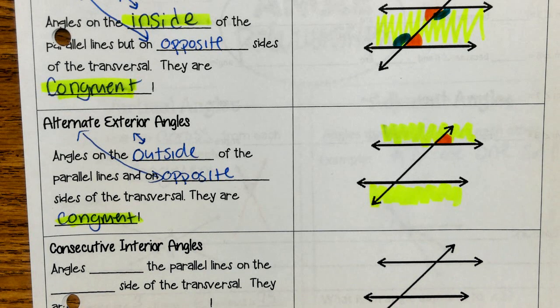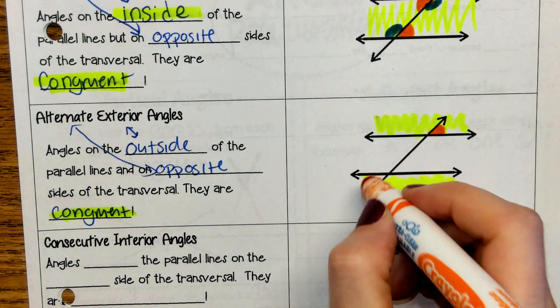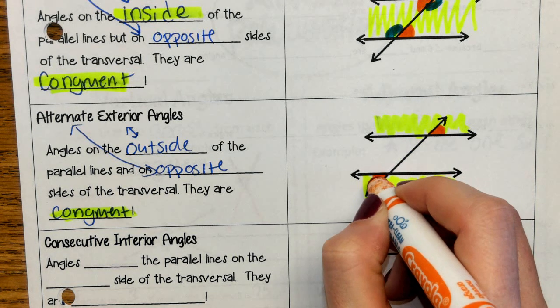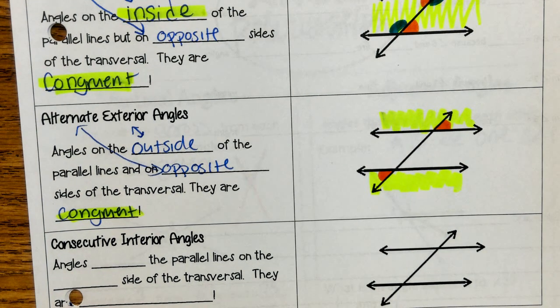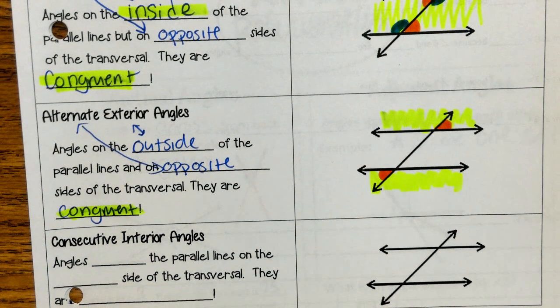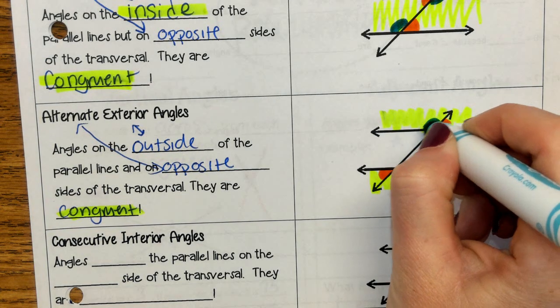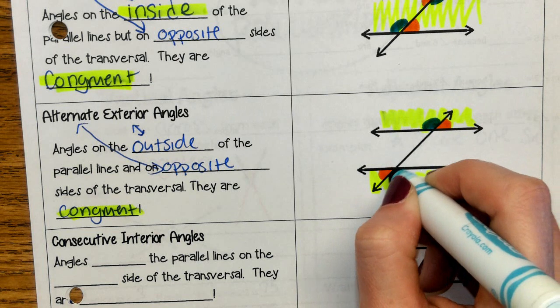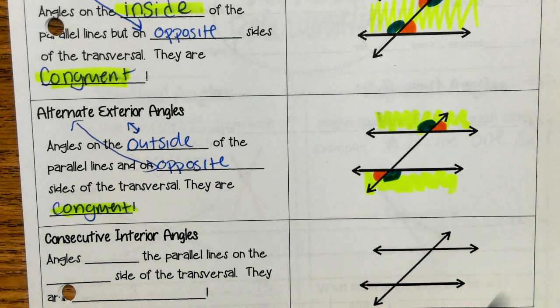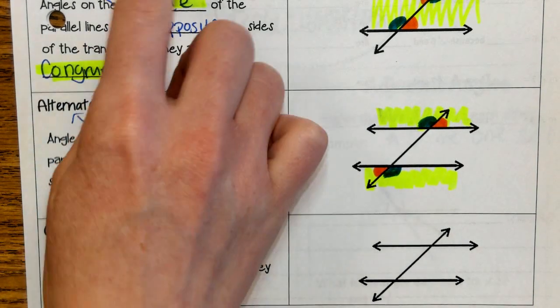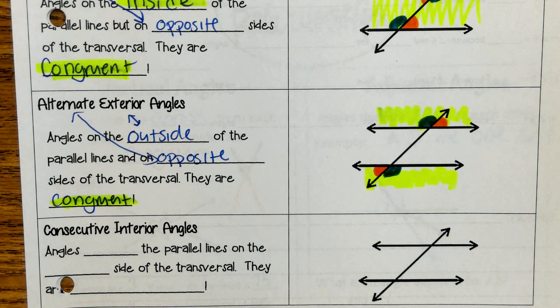This orange angle is the little orange angle on the outside. It is alternate exterior to this little orange angle. Alternate exterior angles are congruent. It's both the little ones on the outside. Here's a big green angle. It is alternate exterior from that other big green angle. What is the last word say? Congruent, just like all the other lines, the ones that I highlighted that also say congruent.